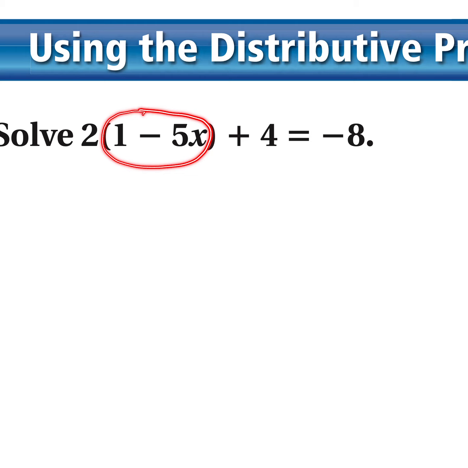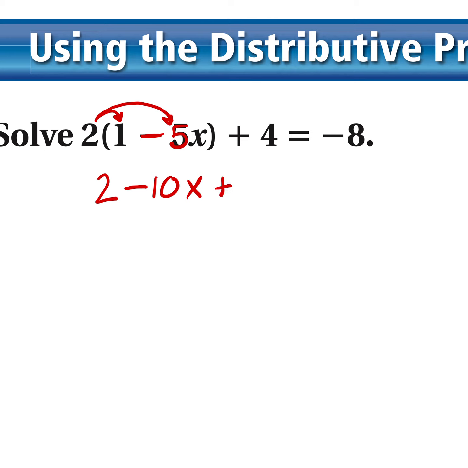Is there anything I truly can do, though, in those parentheses? Well, not really, because they're not like terms. However, I do have a 2 being multiplied to the parentheses, so I know that I can do the distributive property and fling that guy through there via multiplication. So let's do that. 2 times 1 is 2. 2 times negative 5x is going to be negative 10x. 2 times 5 is 10. Keep your negative sign. Keep your x. Now bring down the stuff we haven't used. We haven't used the plus 4 or the equals negative 8.